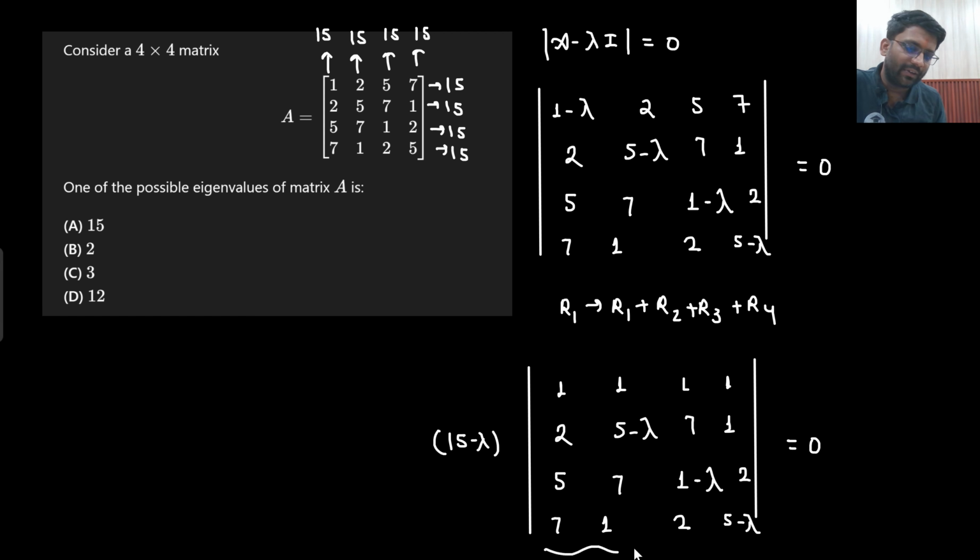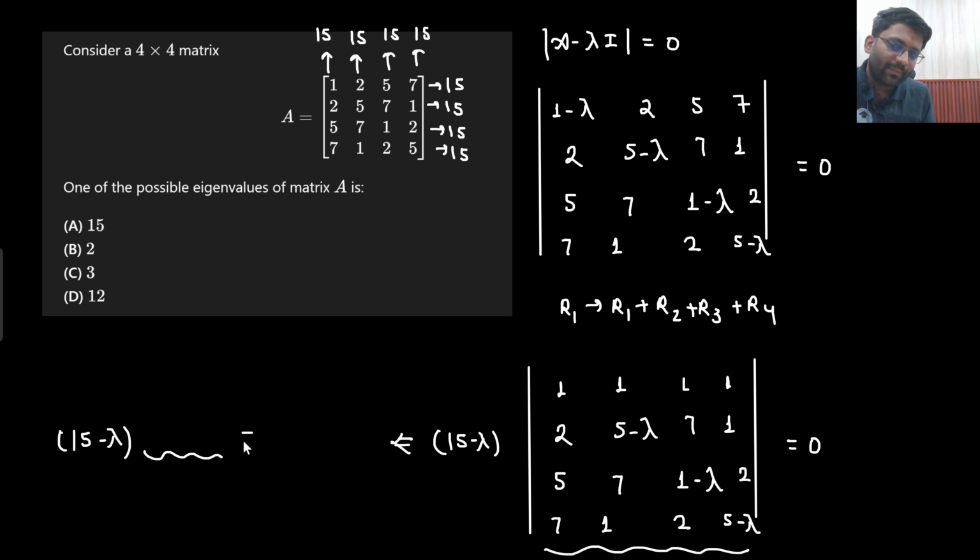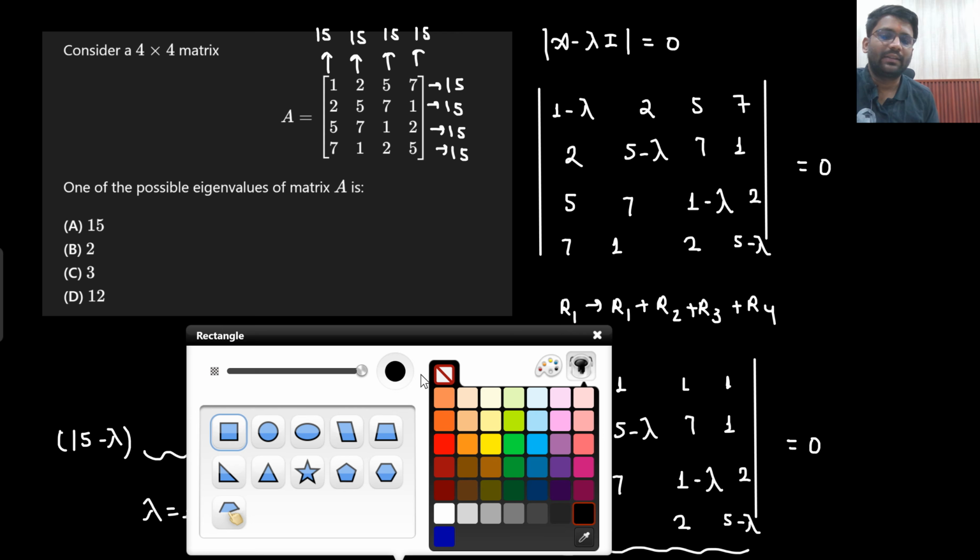Now this particular determinant will give me something that I don't know. But I will have 15 minus lambda here. One of the factors will be 15 minus lambda. Some other value will also come. That would be equated to 0. So you are pretty sure that when you solve this factor, one of the eigenvalues will come out to be 15 only. Is that understandable to you?